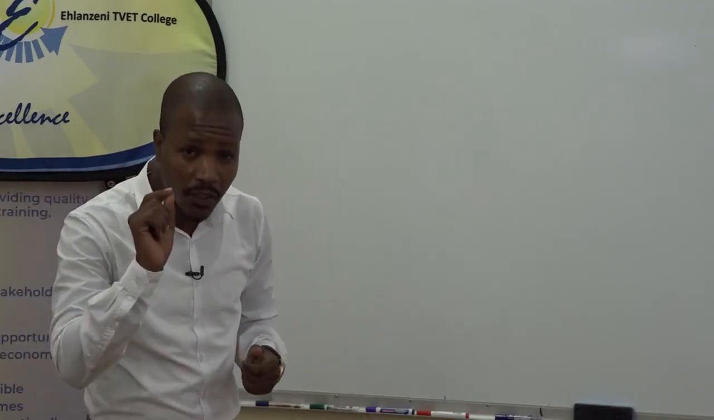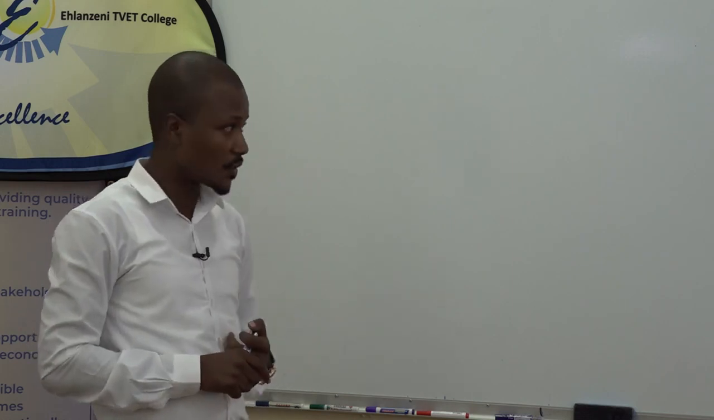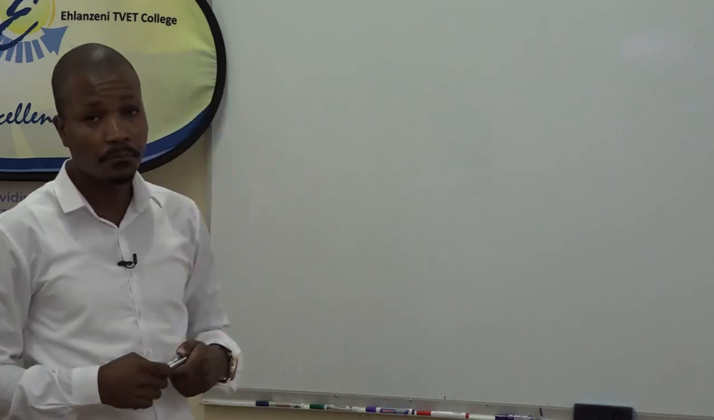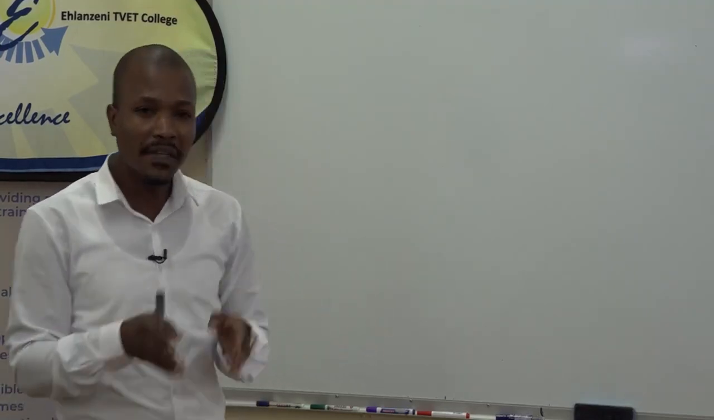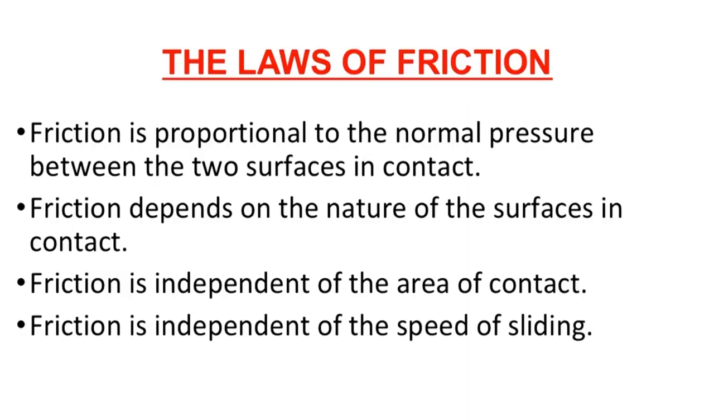This means that friction on its own has its own laws. These are the laws of friction. They will indicate whether friction depends on any surface, mass of an object, surface area, or the pressure of that particular object. The first law of friction states that friction is proportional to the normal pressure between the two surfaces which are in contact. What does this mean?